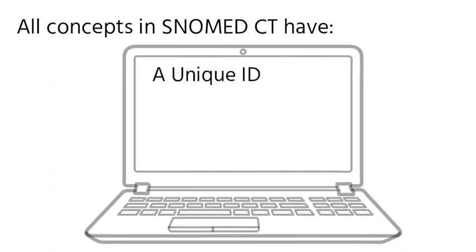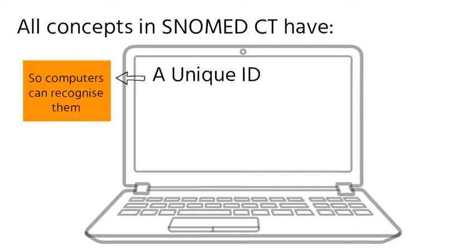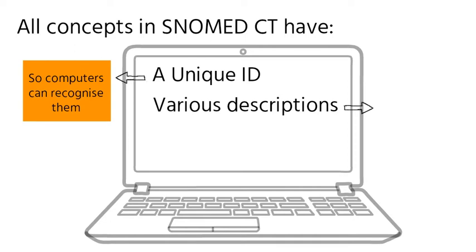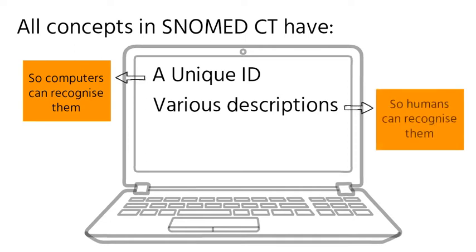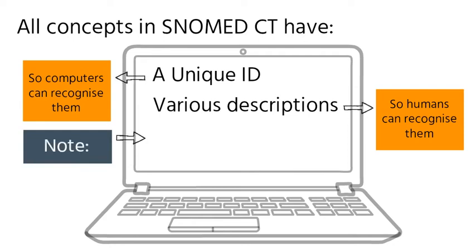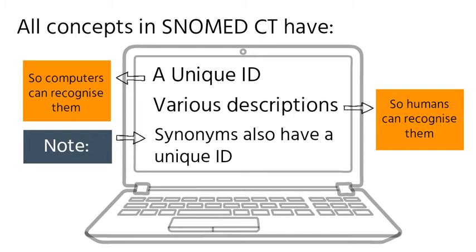All concepts in SNOMED CT have a unique ID. This is so that computers can recognise them. They also have various descriptions. This is so that humans can recognise them. Synonyms also have a unique ID.